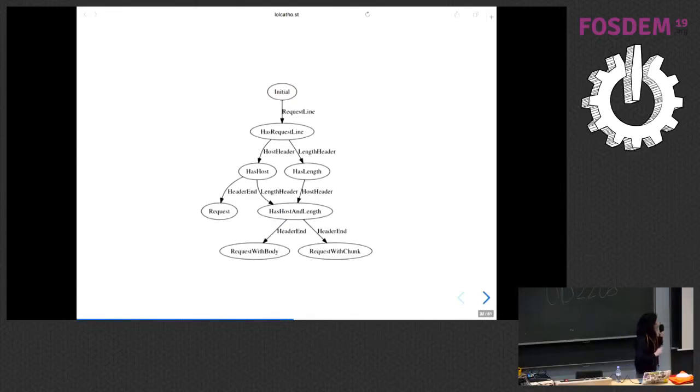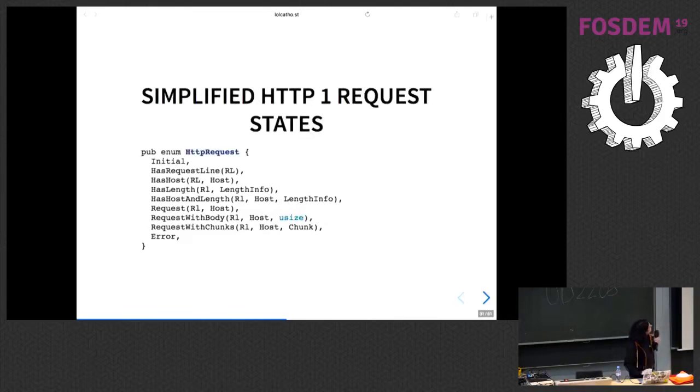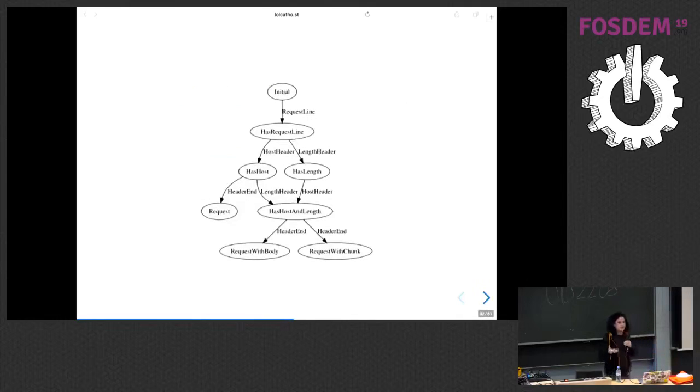Here's a small graph for that. If I pass the request line, I'm parsing the headers, and now I'm waiting for header messages. Okay, if I got a host header, I get into the has host state, where I have a request line and the host string. I care mainly about the host and the length information, the content length header. There are a few more steps, but I will not show them today.